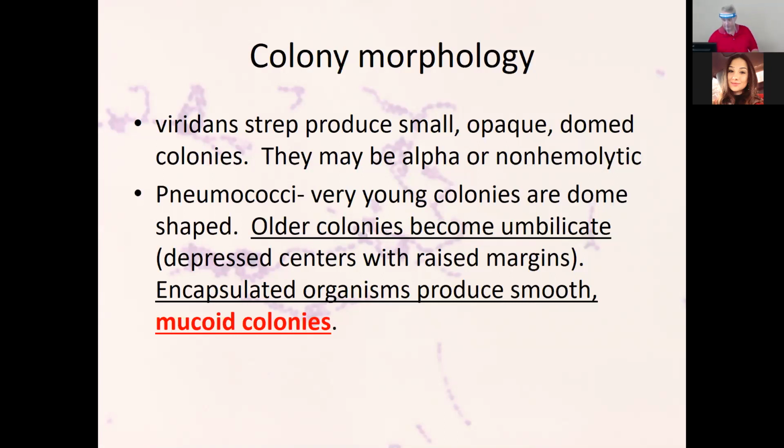Viridans strep, very small, opaque, domed, and they may be alpha or non-hemolytic. Okay. Pneumococcus, very young colonies, are dome-shaped. Let's say strep pneumo. Olders may be umbilicated, meaning they depress. And we got a real good slide to show you that. But they have this capsule above them. Okay, they have a smooth mucoid capsule. We call them a mucoid colony. That's our pneumo. That's our strep pneumo.